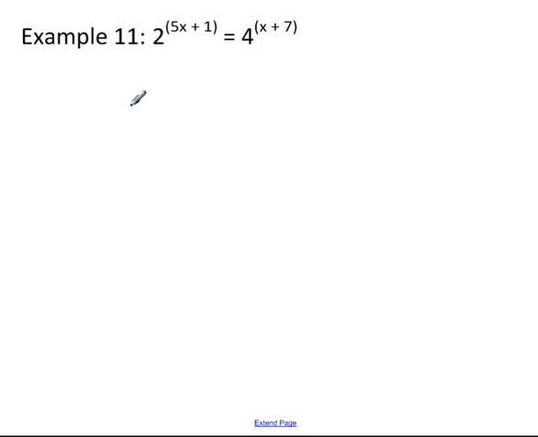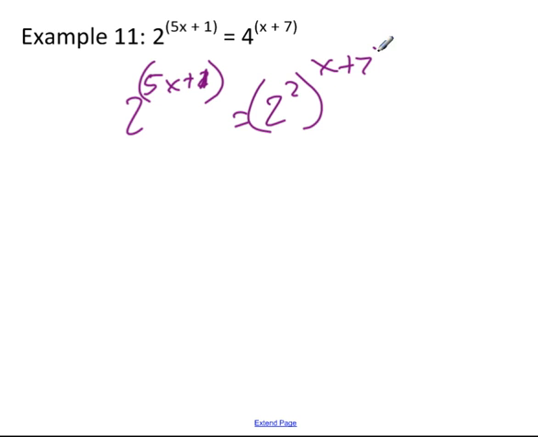Alright, how do I get a 4 into a power of 2? Oh, I'm thinking 2 and I write a 2. That's 2 squared to the x plus 7 then. So I still need to distribute that 2 and get 2x plus 14 here.